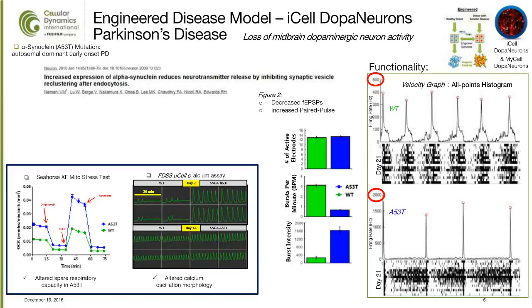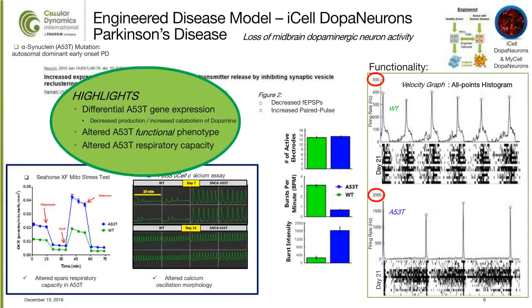The phenomenon is further exemplified with the FDSS calcium assay system, which describes larger calcium oscillations and earlier onset as far as days in culture goes. And then last but not least, the altered spare respiratory capacity that we see by assessment via Seahorse Mito Stress Test shows that there are altered levels of respiratory spare capacity in these neurons.